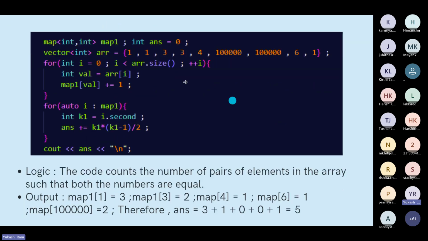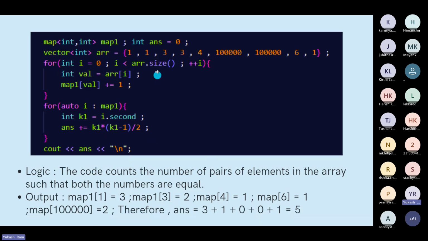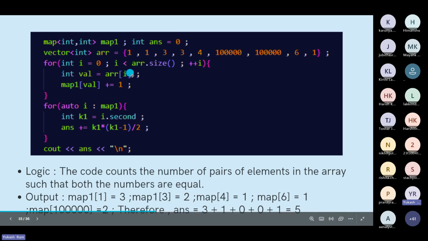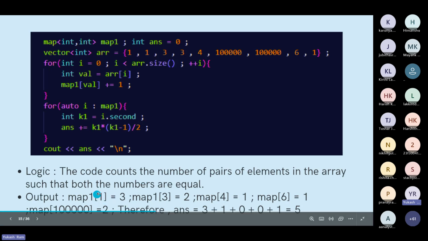Okay, fine. I'll continue now. So yes, the answer is 5. I'll tell the logic. The logic is that it counts the number of pairs of elements in the array such that both the numbers are equal. Once the iteration happens, the map value of a key gets incremented every time it encounters that key. For example, in the array there are 3 ones present, so the map value for 1 will be 3, exactly how a frequency array would work. The map is working the same way.